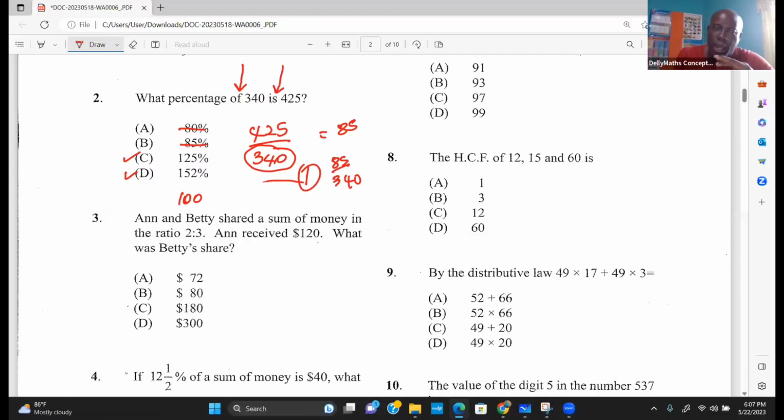This one represents 100. So now all I'm going to do is look at whether or not this 85 is 25% or 52%. You can look. I know it's not 52 because 52 would be more than a half. Is 85 a half of 340? No, it's not. It's way less than a half. That means it can't be this either. So without working it out, the answer is this by default.